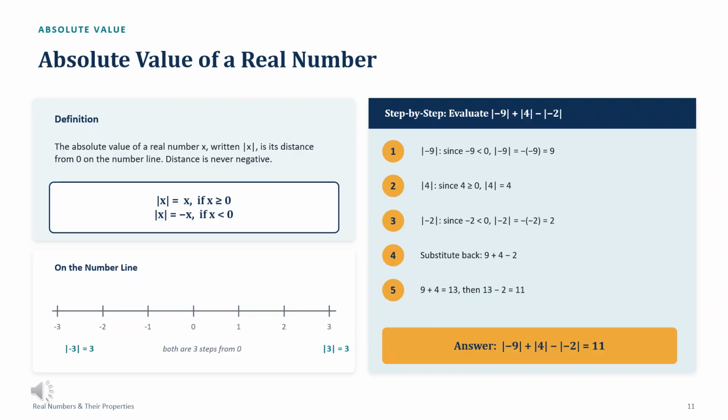Let's evaluate an expression. The absolute value of -9 plus the absolute value of 4 minus the absolute value of -2. That becomes 9 plus 4 minus 2. 9 plus 4 is 13, and 13 minus 2 is 11, so the final answer is 11.